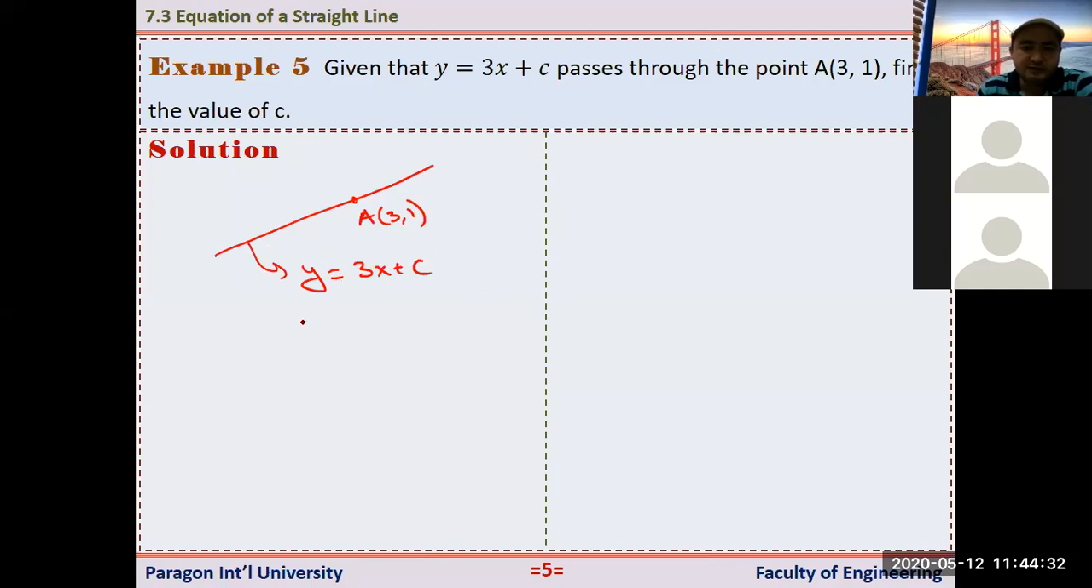And if you substitute here, what is y? y equals 1. 3 times, what is x? x equals 3, plus c. From here, what is c? c equals 1 minus 9, negative 8. So c must be negative 8.